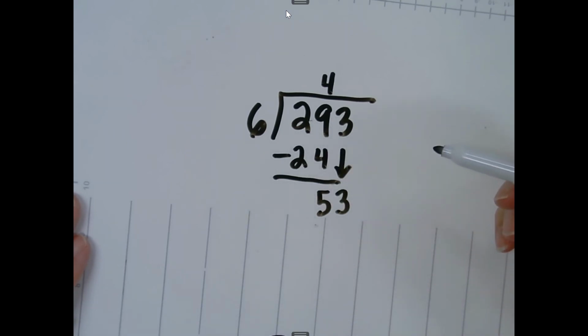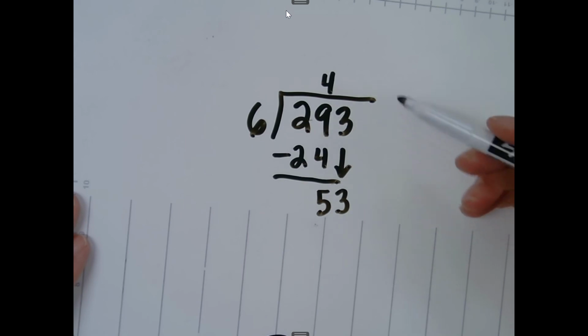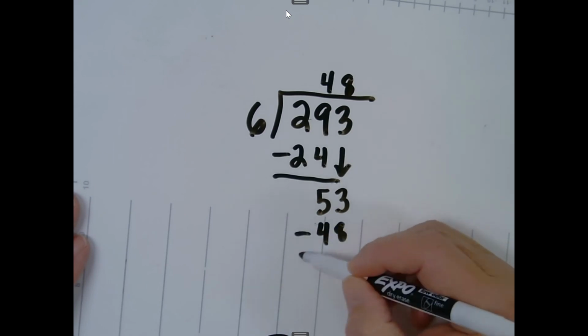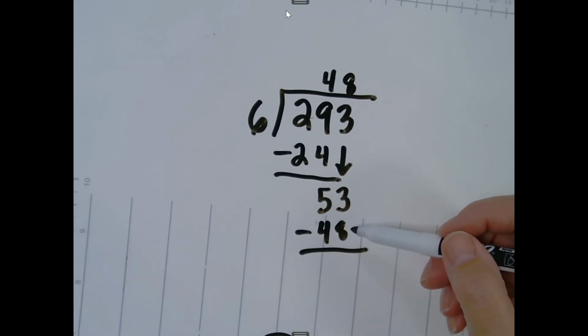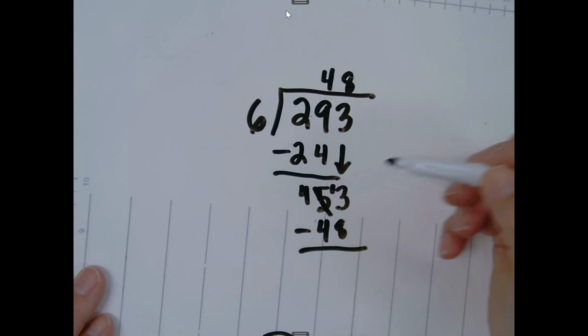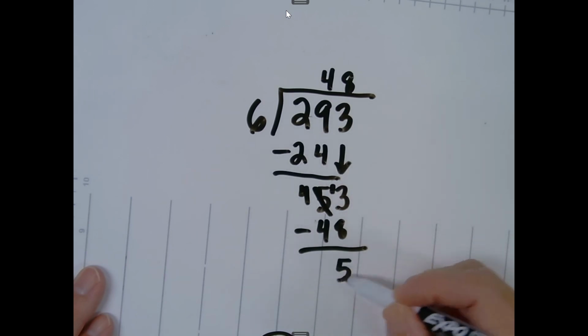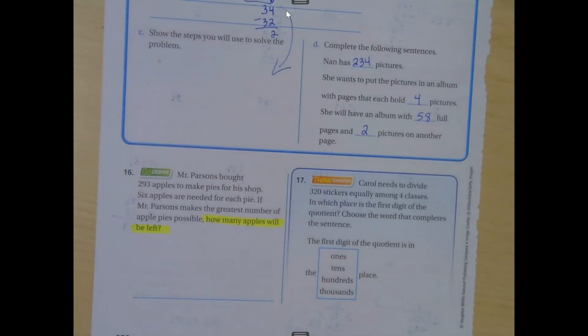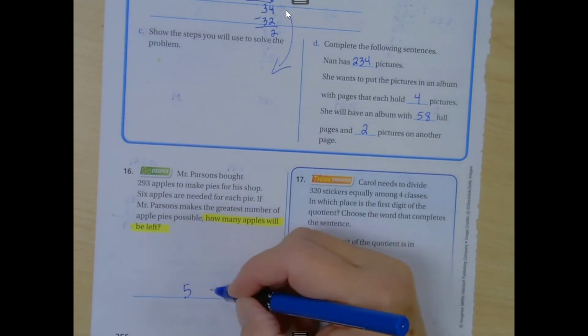How many times will 6 go into 53 without going over? Well, I know 6 times 9 is 54, but that's too big. So let's try 6 times 8, which is 48. All right, I have to subtract. Can I do 3 minus 8? I cannot. I need to borrow. Okay, 13 minus 8 is 5. So I have a remainder of 5. Let's go back and look at the question. How many apples will be left? Well, we had a remainder of 5, so we have 5 apples.